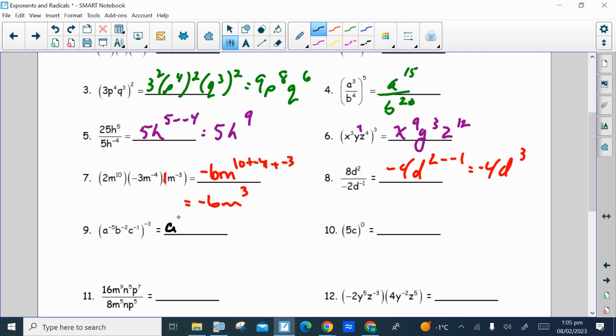Yes, a negative times a negative is a positive 15, and then b to the power negative 2 times negative 3, positive 6. And then what's the power on c? Positive 3. Now we're done. All those exponents are positive, so we're good.